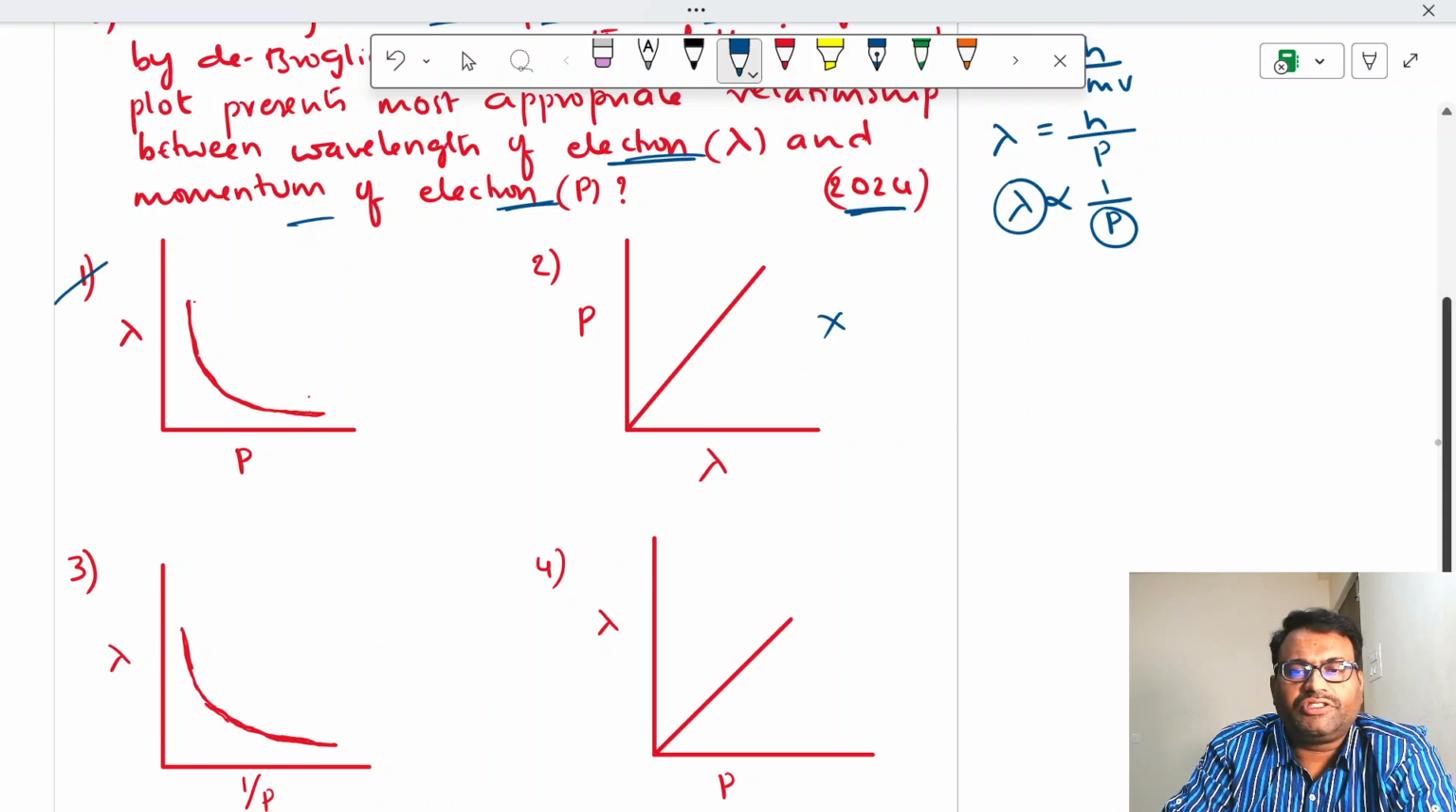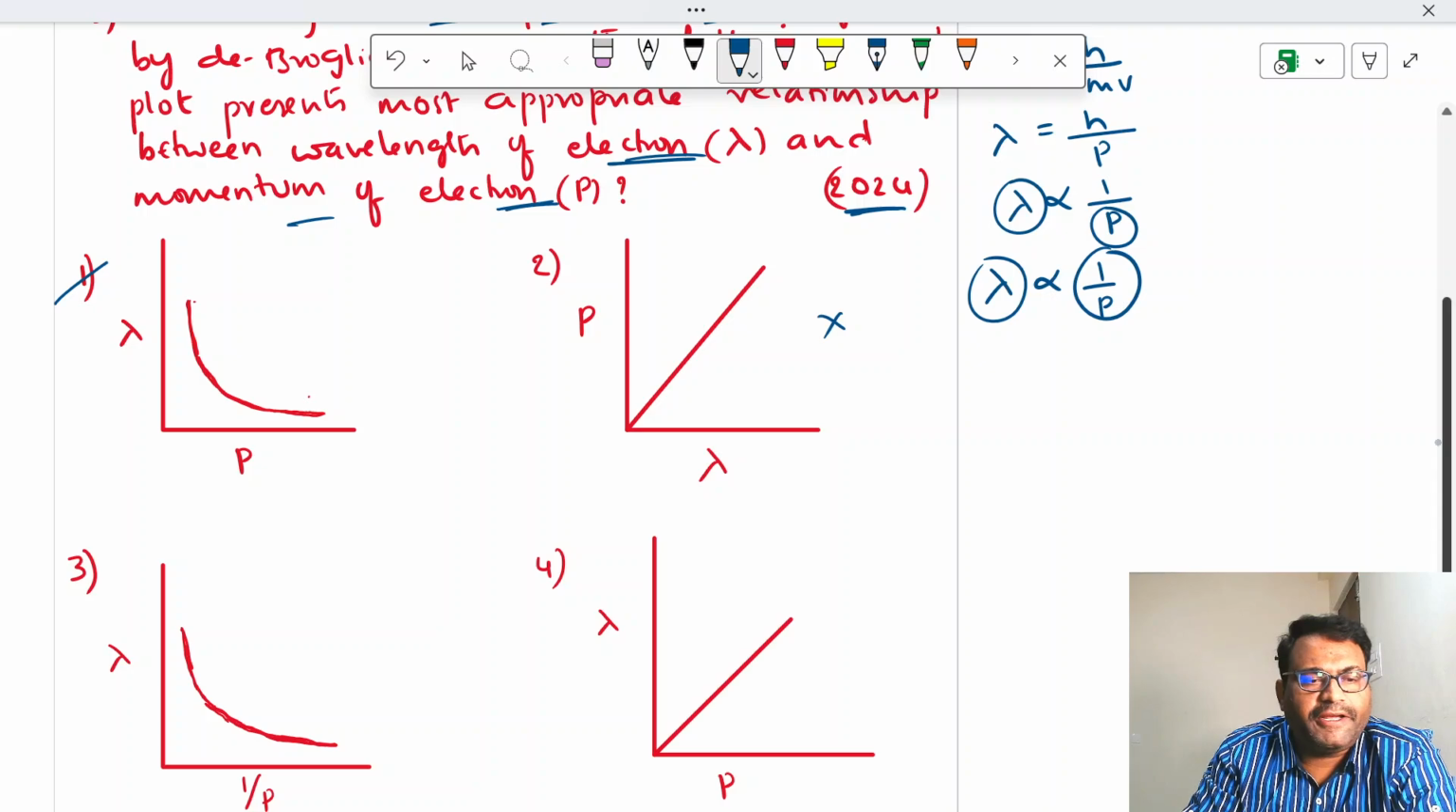And see, lambda is directly proportional to 1 by p. In the third option, lambda and 1 by p are given, and these two are directly proportional. So what graph will you get? You will get a straight line passing through the origin, not a graph like that. We don't get this graph.